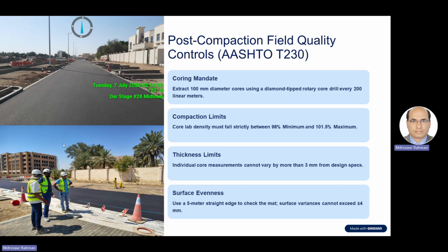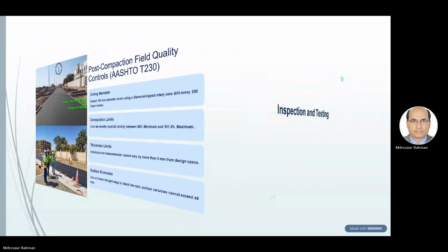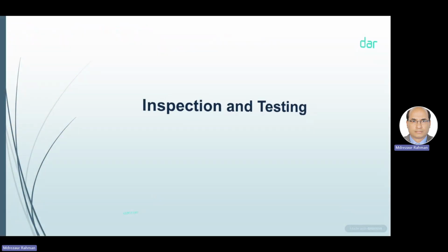After completion of the asphalt, we have to go for testing. We have to take the sample again, and we have to ensure that the testing is passed. This is testing for the Marshall and compaction. Another testing we have to go for is the 5 meter straight edge. So this is inspection and testing.